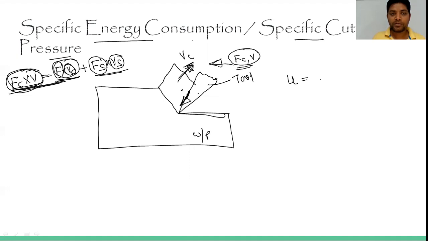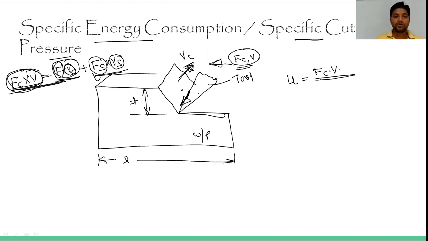So what is the meaning of specific energy consumption? It is the total energy with respect to how much volume per unit time is removed, in a single pass if we are talking about that. So assume that this is the uncut chip thickness that we initially take, which is small t, the width we take is b, and whatever the length is, this is basically L, we can say.